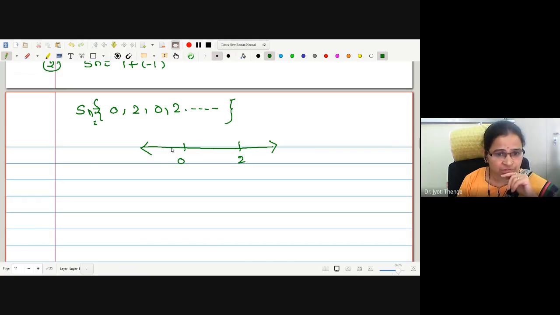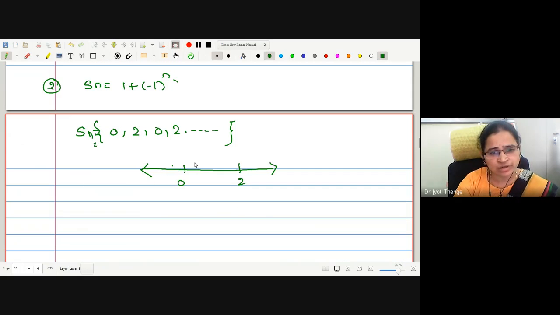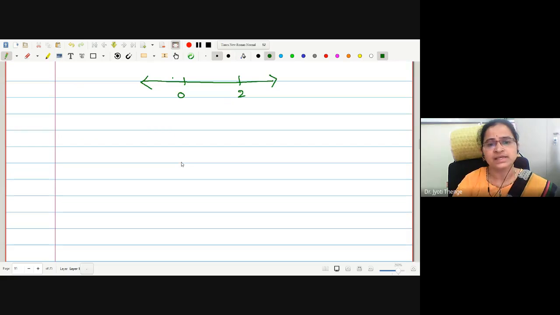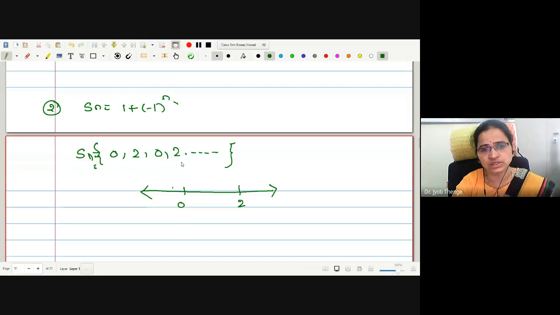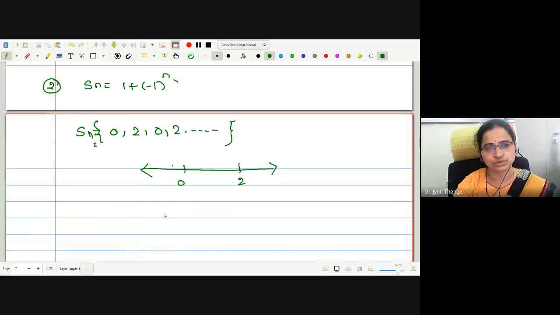According to the second definition of a limit point. Therefore, may I say this sequence is not convergent? It is an oscillating sequence, 0, 2, 0, 2. Now I don't want to go for many more examples. What I will go for is properties. Any doubt about this sequence 0, 2?